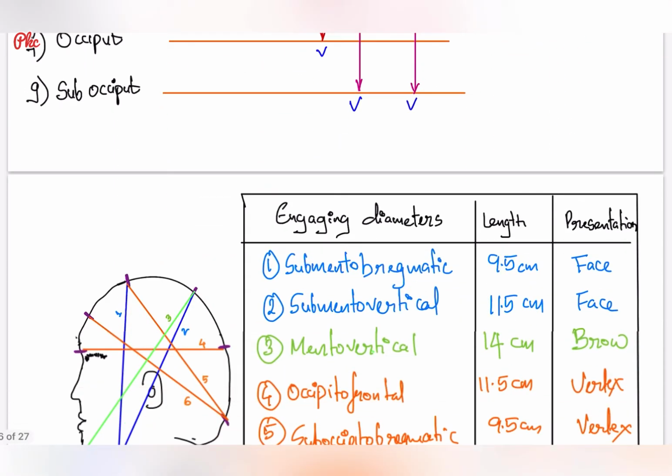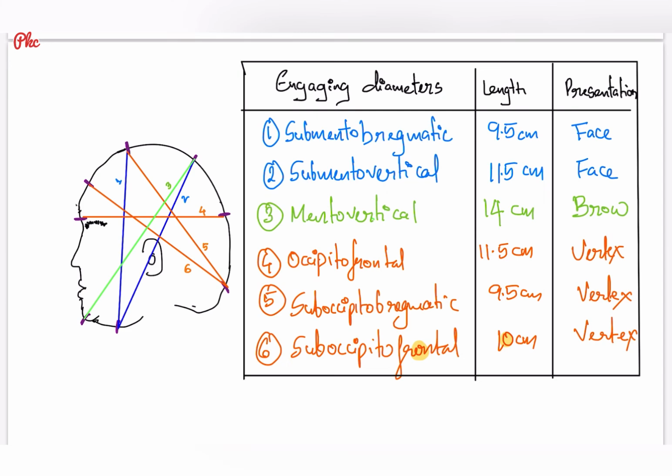I will write it down separately like this. Just like I mentioned, we'll start with the middle one first. Mentovertical, that is the longest anterior posterior diameter, 14 centimeters. It represents brow presentation. Next to it is occipitofrontal, that is 11.5 centimeters, vertex presentation. Submentovertical, 11.5 centimeters, face presentation.